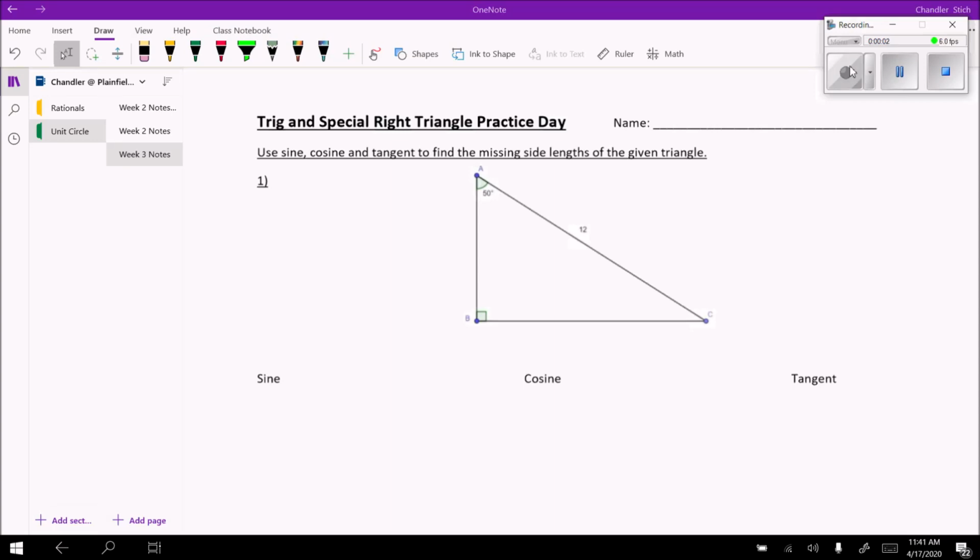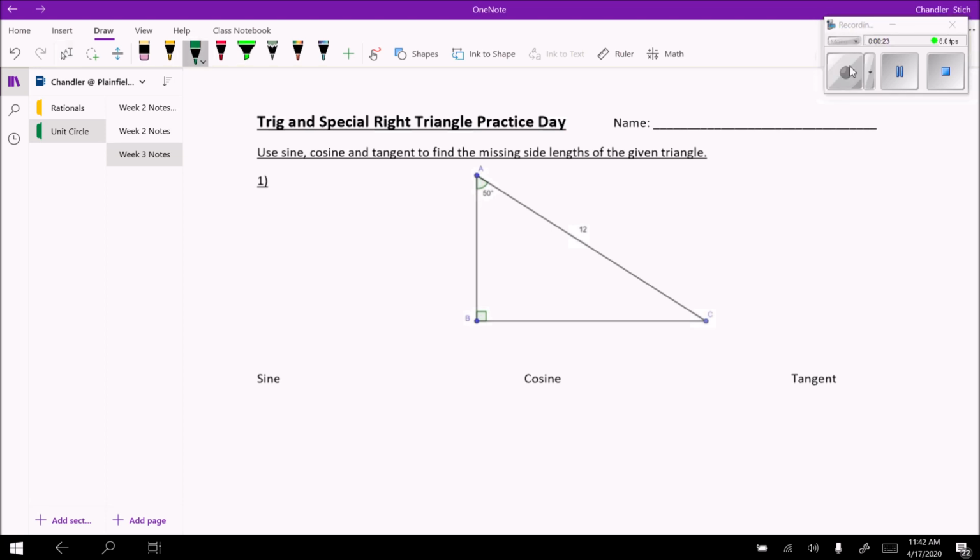Alright, so we've got some trig and special right triangle practice day, a little bit of extra practice from last week. I know for some of you it may have been a little confusing with all the trigonometry and the unit circle and all of that. Give it time, give it practice, and I promise you it'll start to come together.